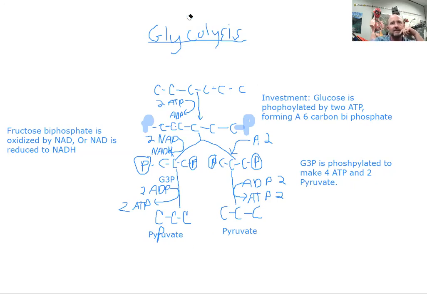In the end, your total ending is what do you end up with? You can go back and count. We have 4 ATP, net 2 ATP, because 2 of them were put in up here. So overall, our cell ends up with 2 ATP, 2 NADHs carrying a nice hydrogen and electron for the electron transport chain, and 2 pyruvate. That is glycolysis. I hope that helps.